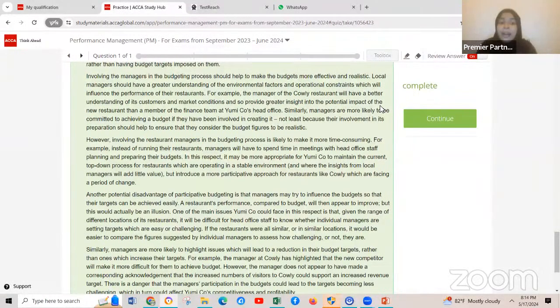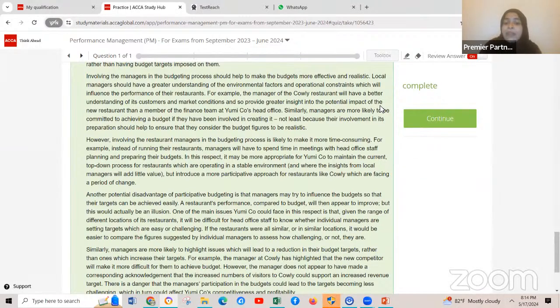But if they have participated in the setting of the budget, they are more likely to be willing to work towards it. However, involving the restaurant manager in the budgeting process is likely to make it more time consuming. For example, instead of running their restaurant, the manager will have to spend time in meetings with the head office staff, planning and preparing their budget.